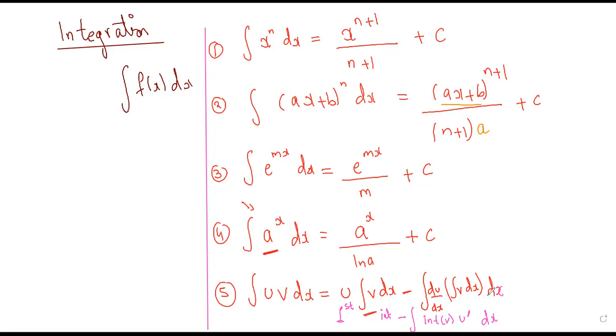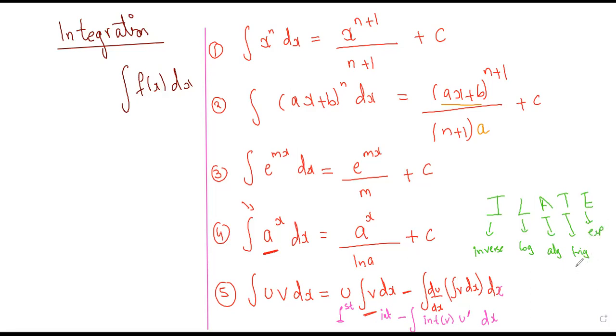Now, how to choose the first function? That is a good question. We use a rule that says I, L, A, T, E, which is basically for choosing the first one. So it's inverse, this is logarithmic, this is algebraic, this is trigonometric, and then this is exponential.